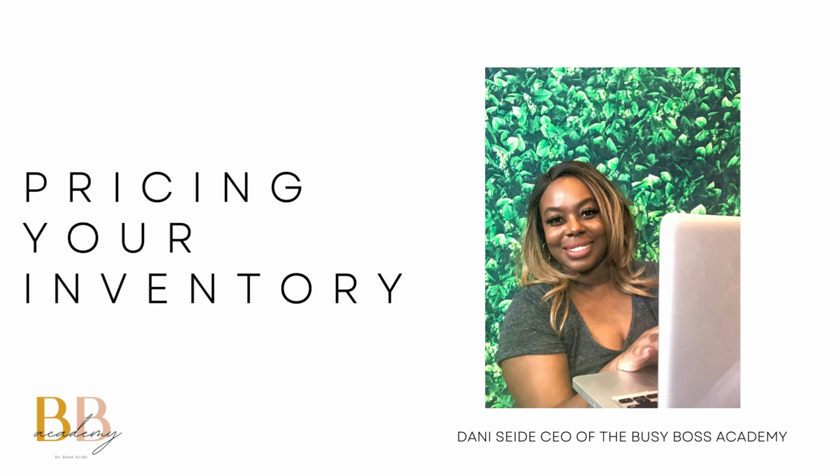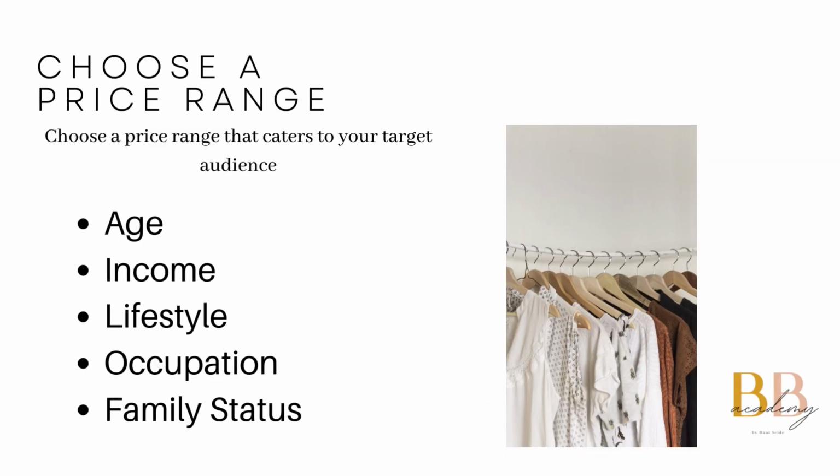All right, so without further ado, we are talking about pricing your inventory. The very first thing you need to consider when pricing your inventory is a range, your price range. What is the price that you are going to make sure you don't go above and a price you're not going to go below? You need to pick something that's going to cater to your target audience, whoever your audience may be. Think about their age, their income, their lifestyle, their occupation, and their family status. So, what does all of that mean?